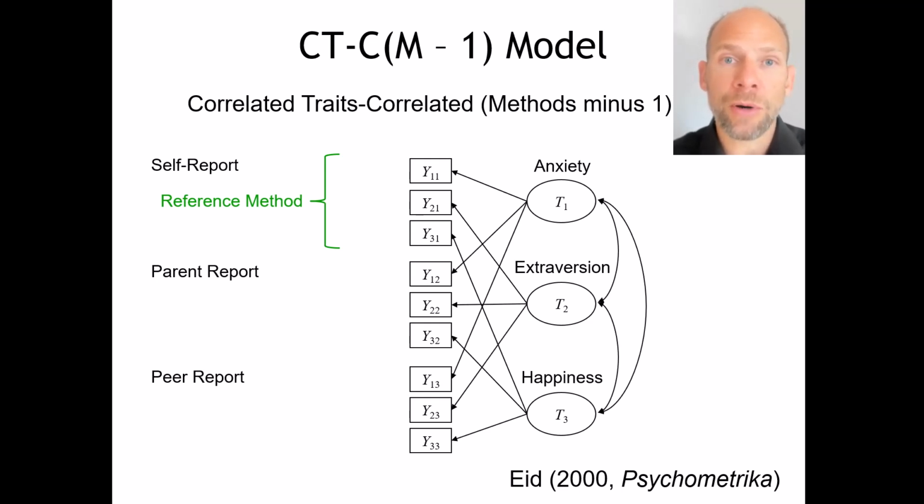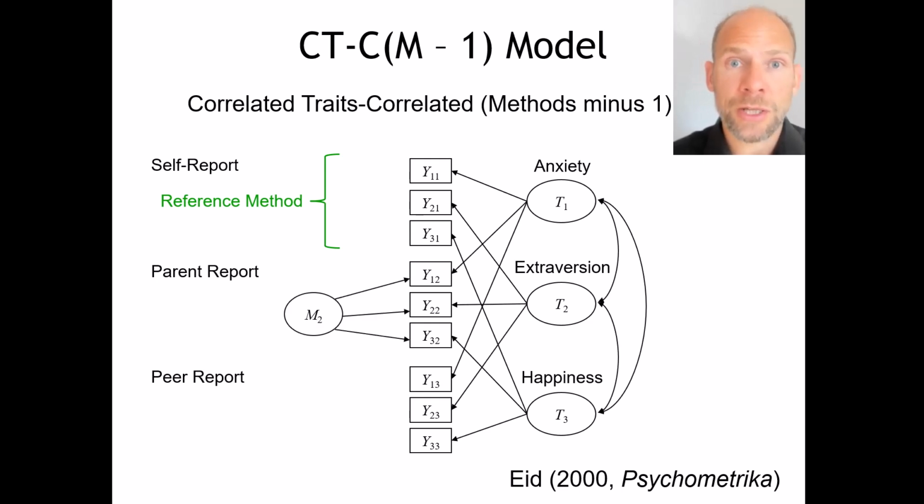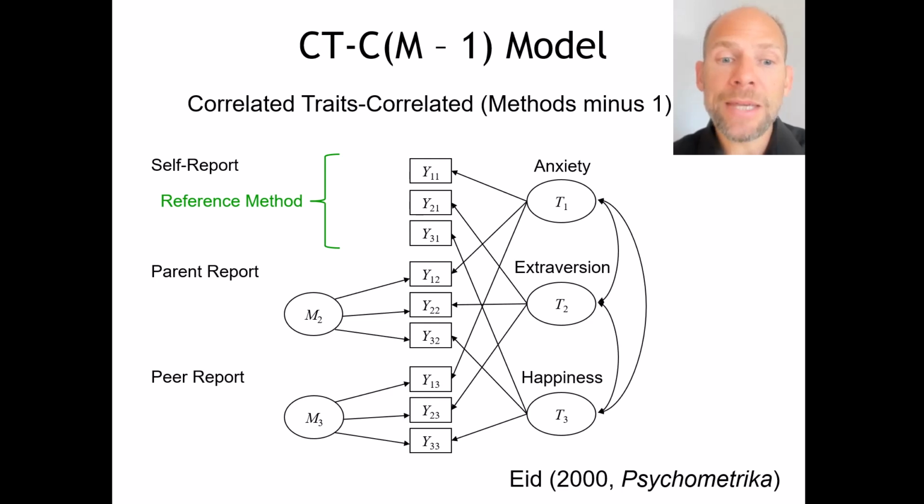So the parent report is a non-reference method, and so parent report gets a method factor in addition to the variables loading onto the respective trait factors. So here you have a method factor M2, which loads all the parent report variables. And we also have a peer report method factor M3 that accounts for shared method variance across the different peer report variables.